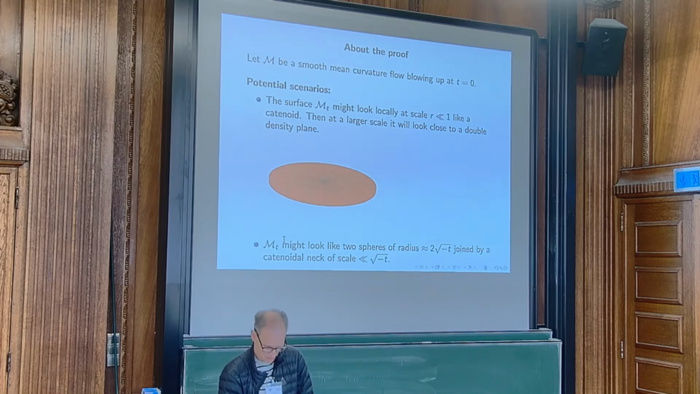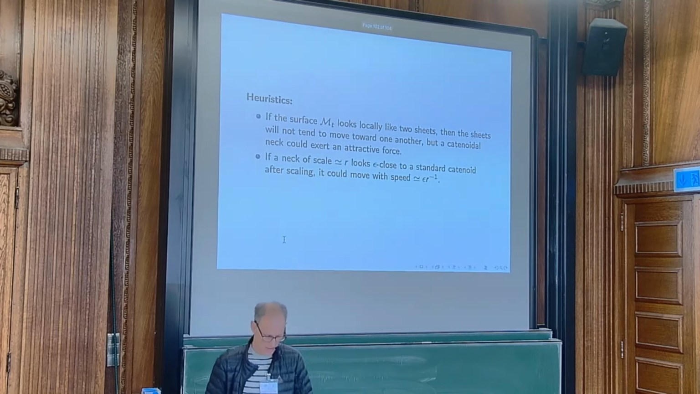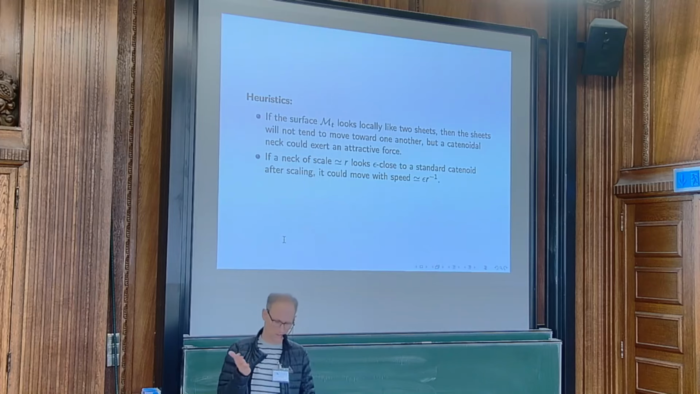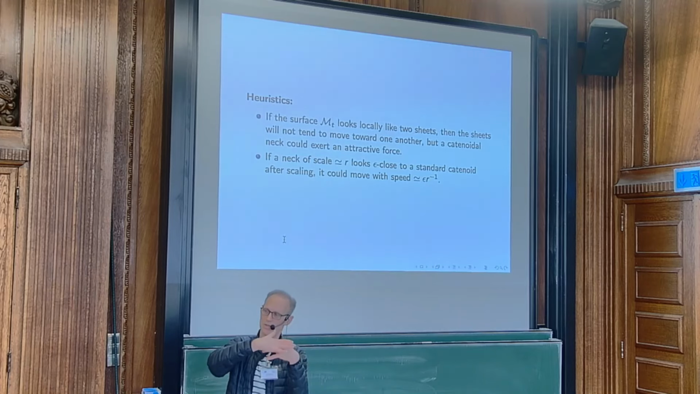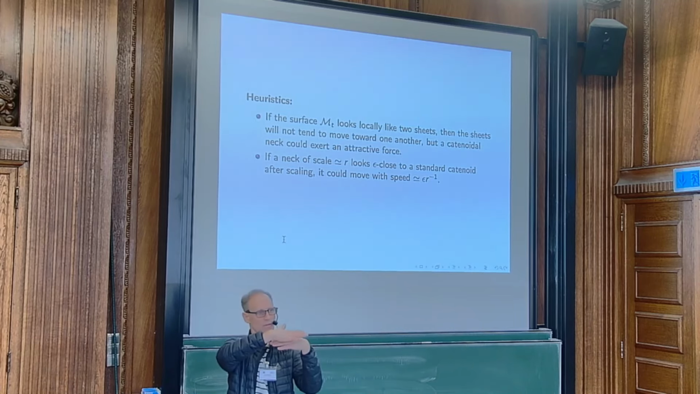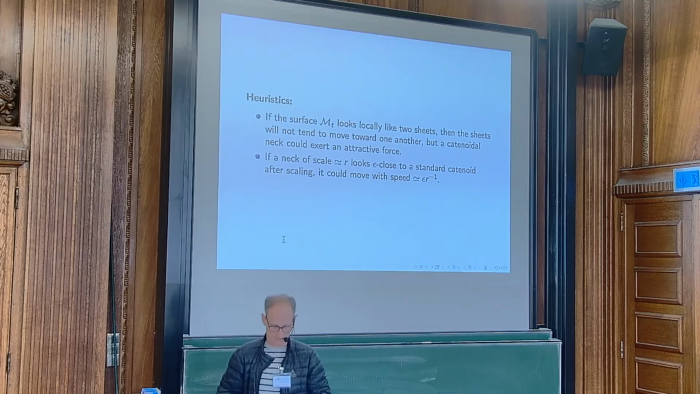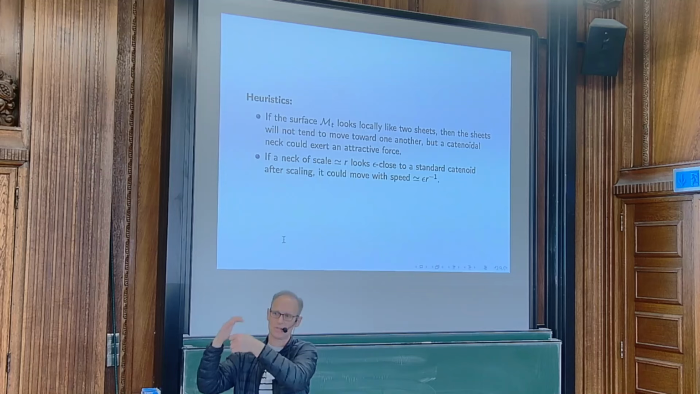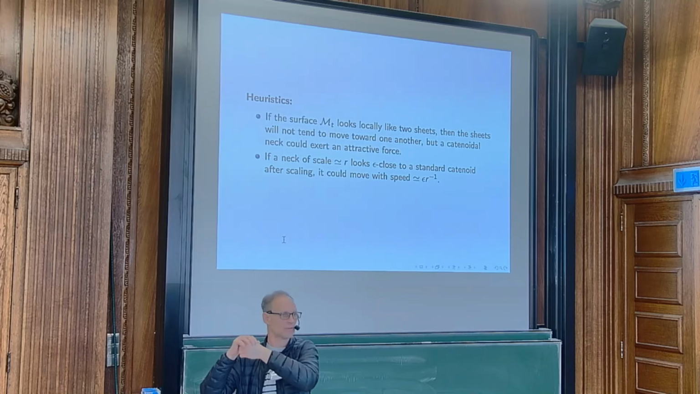So these are scenarios to think about, and the heuristics are: if the surface looks locally like two sheets, then they won't tend to move toward one another. That's kind of like a maximum principle fact. However, the catenoidal neck which joins the two sheets could exert an attractive force between them and tend to pull them together. So that's what we're concerned about.